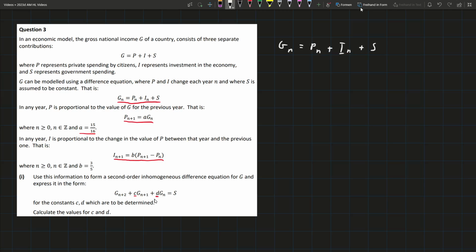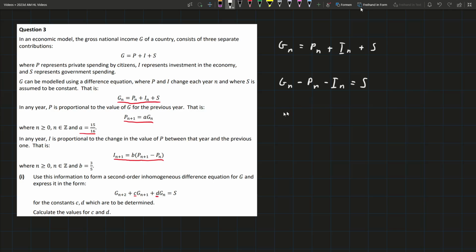Now we see in the form that we have it, we have S on the right side, and we have all the terms kind of on the left side. So let's take the Pn and the In to the other side. We'll get the Gn minus Pn minus In equals S. Now we just need to replace Pn and In. We need to get those in terms of Gn, which we can do.